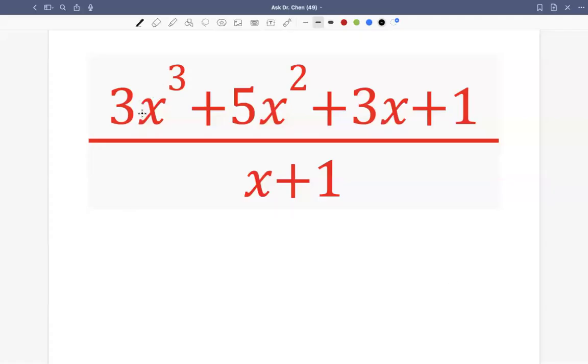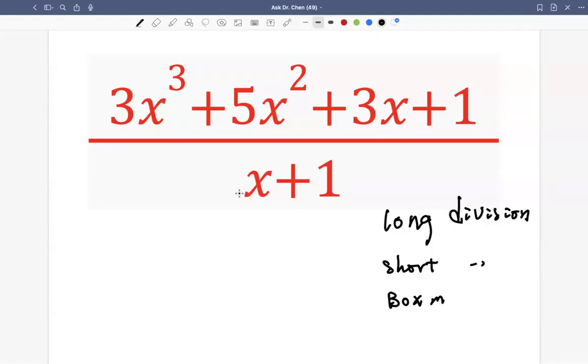Let's say this question. We want to divide these two polynomials. So the numerator is a polynomial of degree 3 because this is degree 3. The denominator is linear. So we could use a couple of methods. One method is called long division. And there's a short division too, which is called synthetic division, or something called the box method.